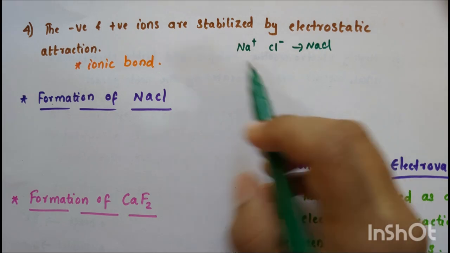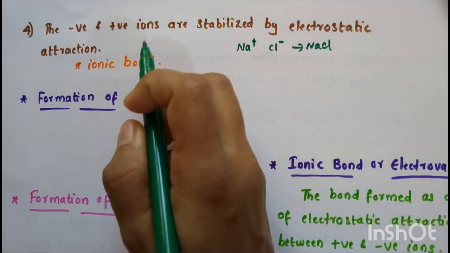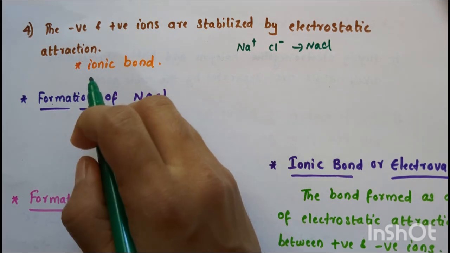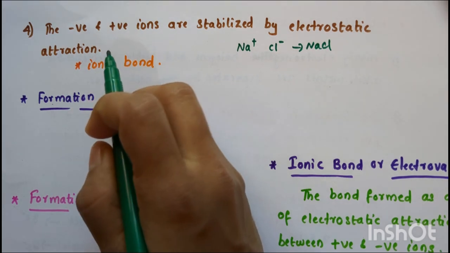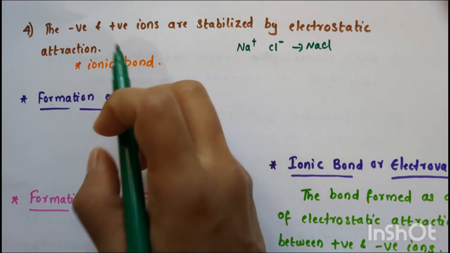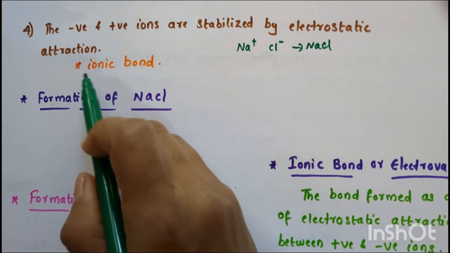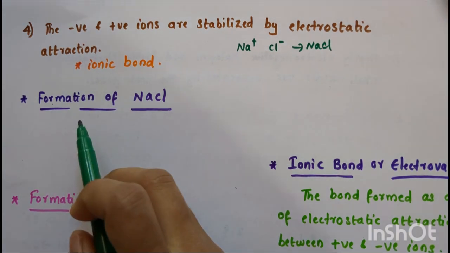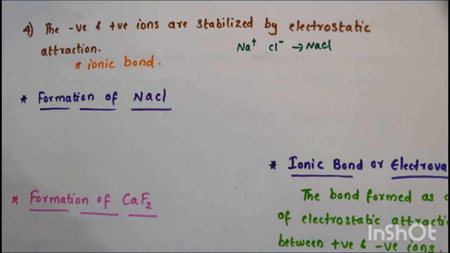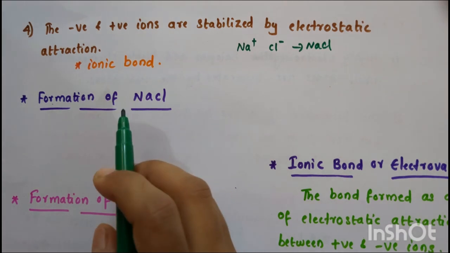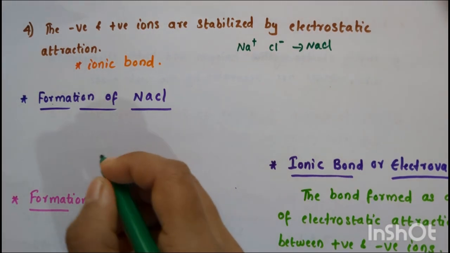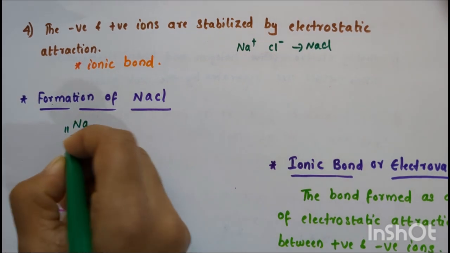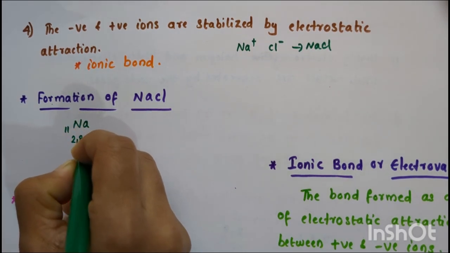Okay, so the negative and positive ions, they attract each other. The electrostatic attraction holds the ions together. The attraction between cations, that is positive ions, and anions, that is negative ions, forms a strong ionic bond between the atoms. For example, let us see the formation of sodium chloride NaCl from sodium and chlorine. See, we know that sodium, which has an atomic number 11, okay, its electronic configuration is 2, 8, 1.